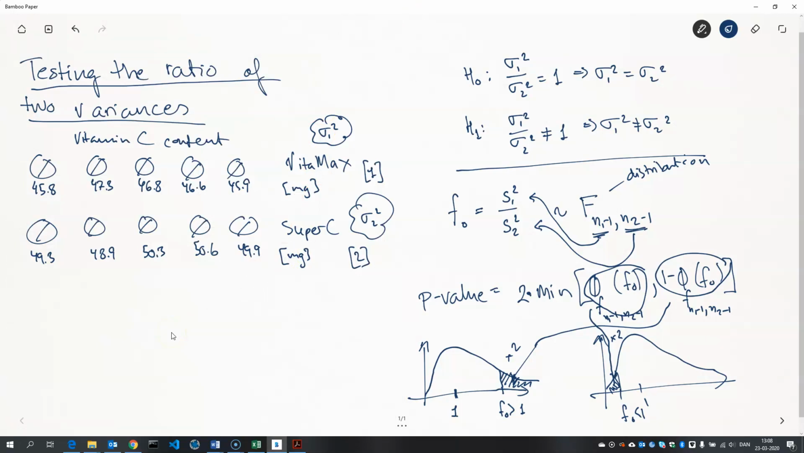It's important to note that to carry out the F test, we need to assume that the data has a normal distribution. Otherwise, the test won't work properly. If you can't assume a normal distribution, then there are other tests you can do, but I won't go through them here.